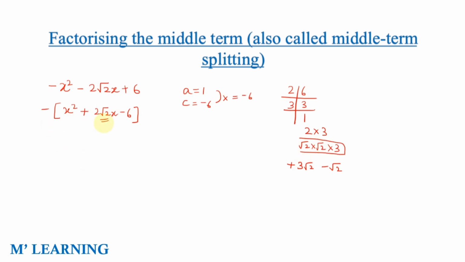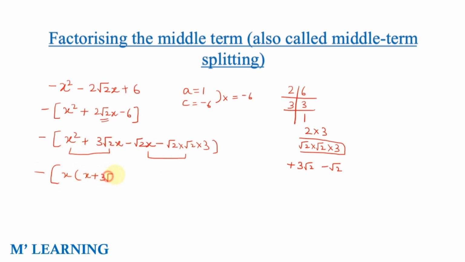So let's write the factors between them. So minus x square plus 3 root 2 x minus root 2 x, and instead of writing minus 6, I am writing its factors, which is root 2 into 3m, because 6 is 2 into 3 and 2 can be written as root 2 into root 2 into 3. So I am writing root 2 into 3. Now taking common from the first two terms and from the next two terms. The first two terms have x as common. So we are left with x plus 3 root 2.